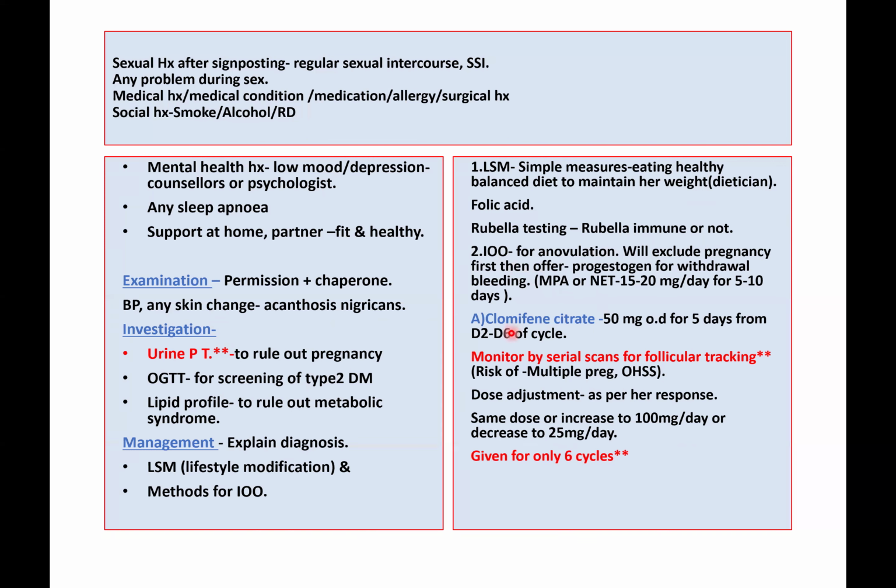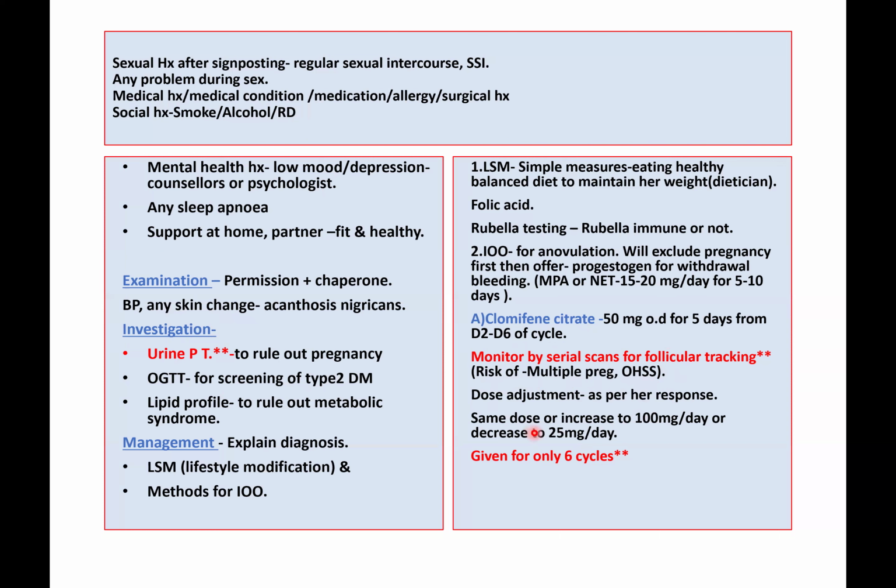The drug of choice for induction of ovulation is clomiphene citrate. The dose is 50 milligram once daily for 5 days, from day 2 to day 6 of the cycle. Monitoring by serial scans for follicle tracking is important because there is risk of multiple pregnancy and a very small risk of OHSS. Dose adjustment will be done as per the response.